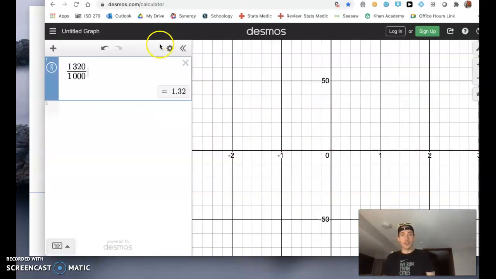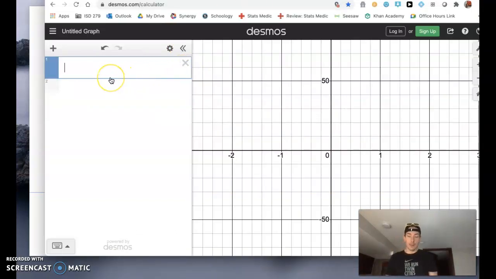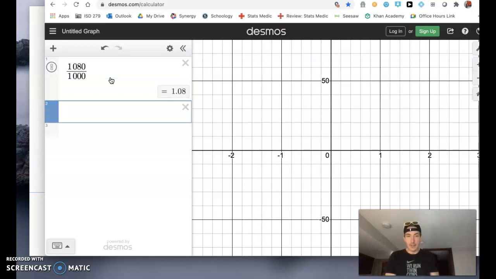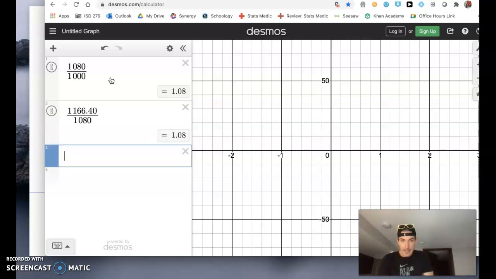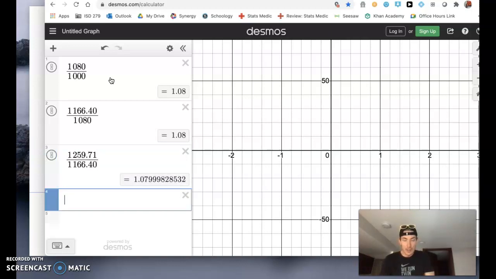Well, the first one shouldn't be too bad, right? We're going to take that 1080 number and divide it by 1,000, and there is that 1.08, that 8%. But now let's take that second year value, that 1166.40, and then divide it by the number that comes before that. And I kind of already hinted at what I'm doing when I say it. I'm hinting at the fact that this is an exponential growth rate.